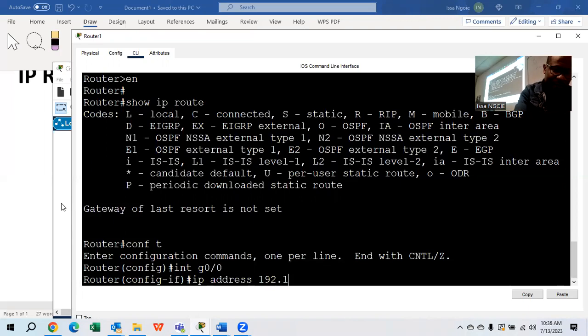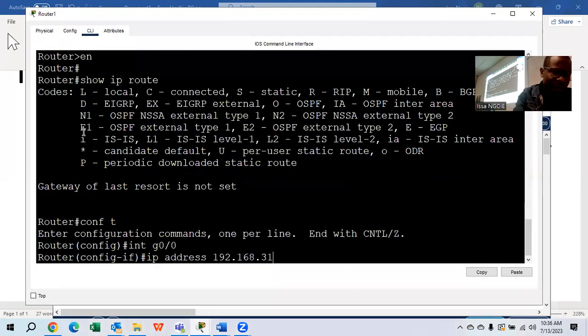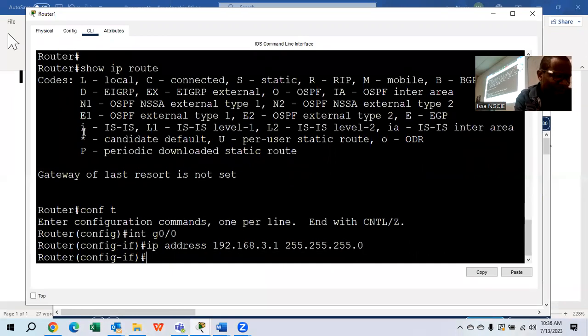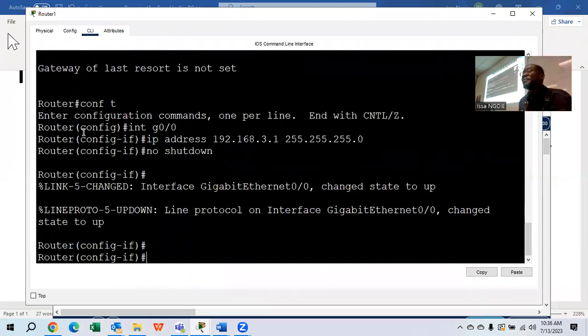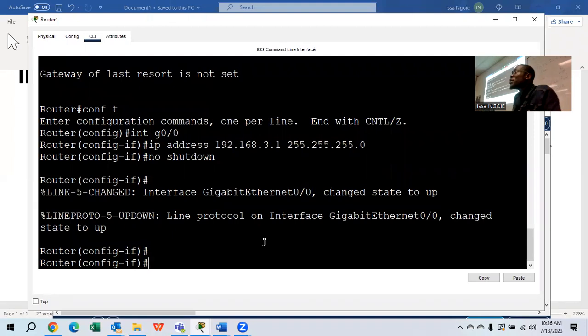192.168.3.1. No shutdown, right? You see? Okay, now it's up. Let's check the routing table, please. Do show IP routes.